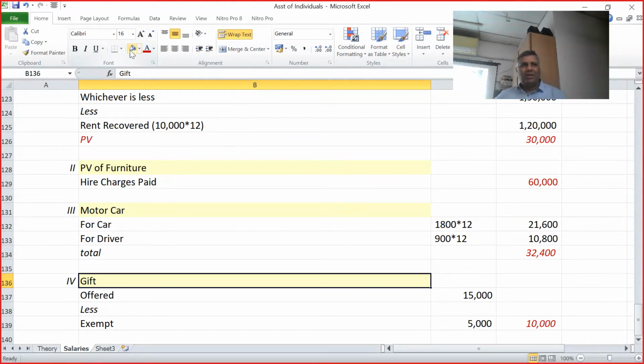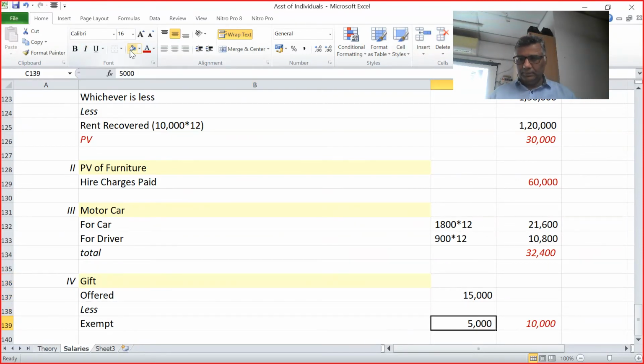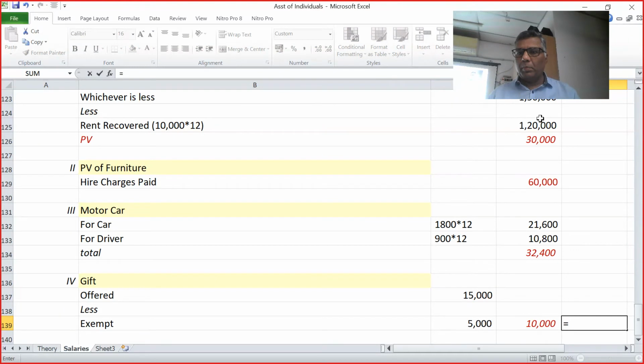Furniture, you can add it along with the RFA. You can do it in RFA, no problem. Rent at 30,000, add furniture, 60,000. Correct, Sudha.